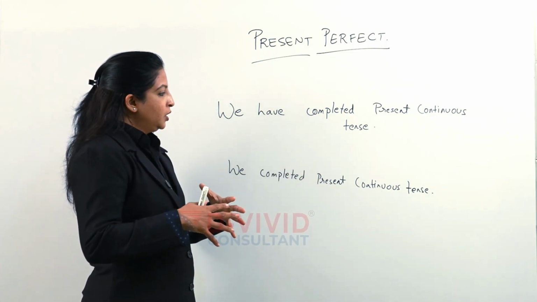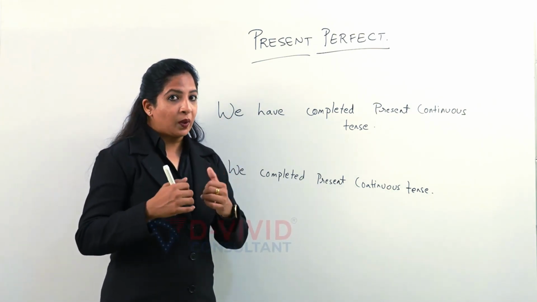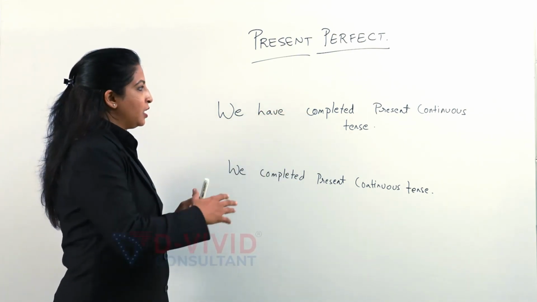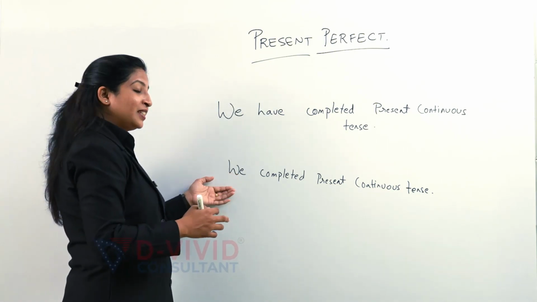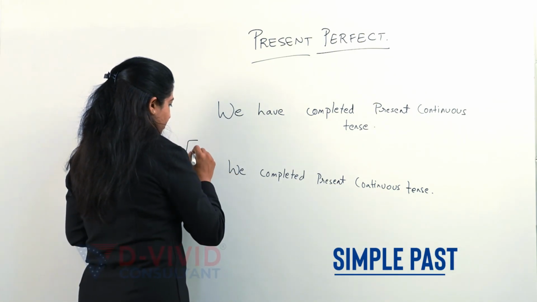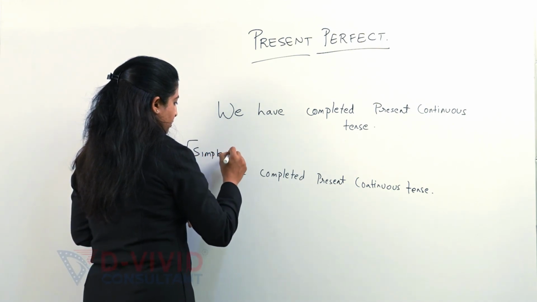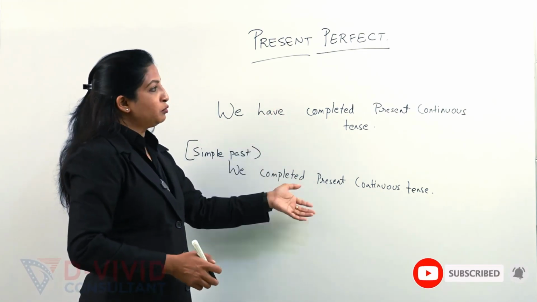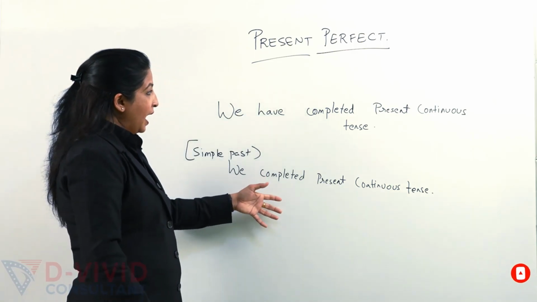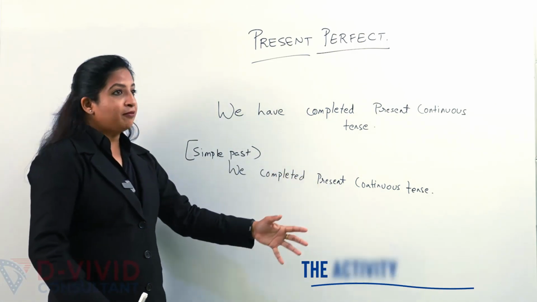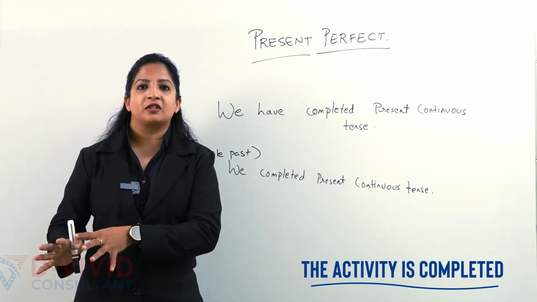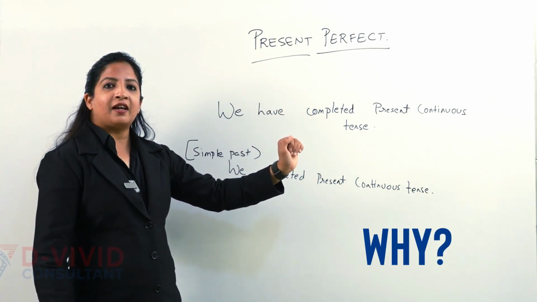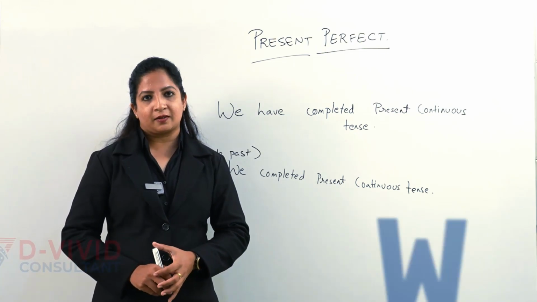What would be the situation when I'll use this sentence and when I'll use this sentence? This is present perfect, but this is simple past. These are the two different tenses that I've used, and in both the tenses the activity is completed, it's finished. So still, why will I use present perfect and why will I use simple past?